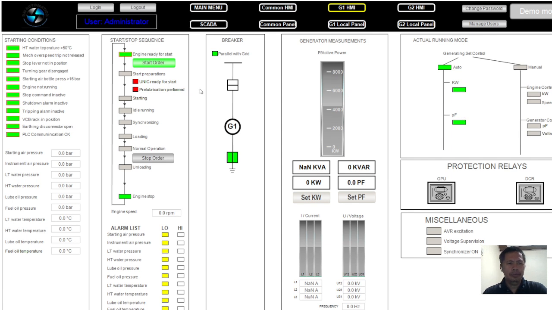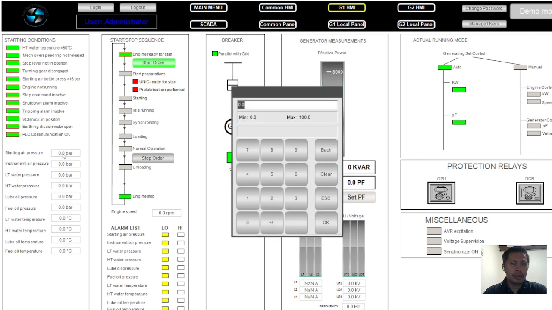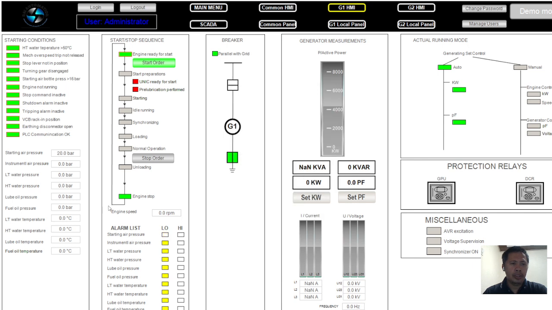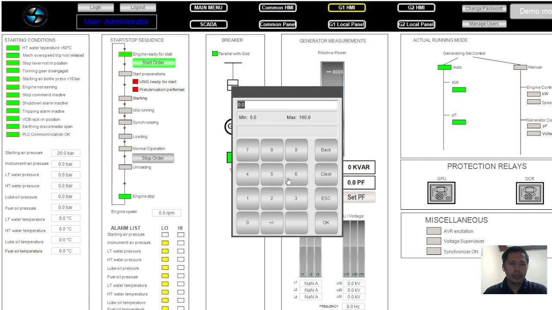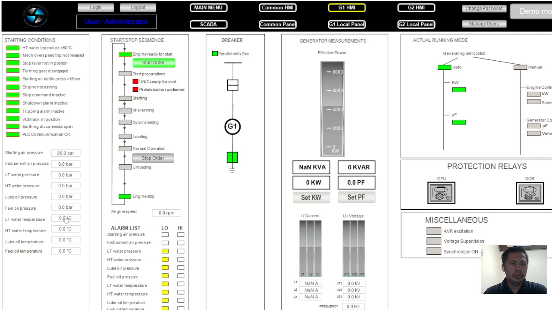So now we can start. Prior to that, part of the checklist is that the starting air pressure is above 16 bars. So maybe I will assume that it is at 20 bars. Instrument air pressure, maybe around 8 bars.